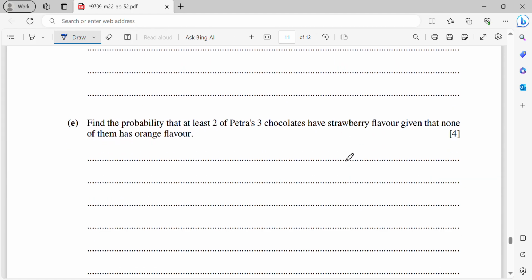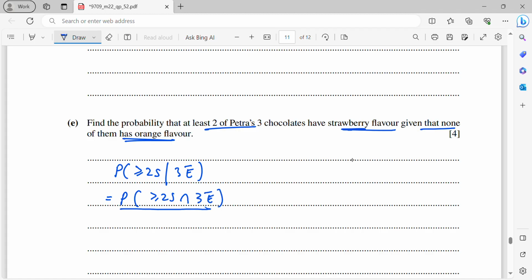Okay, now E. Find the probability that at least 2 of Petra's 3 chocolates have strawberry flavor, given that none of them has orange flavor. So P, at least 2 strawberry flavor, given that none of them has orange flavor. So all 3 non-orange flavor. So now I will say this is P, at least 2S, and 3 non-E, over P 3 non-E.